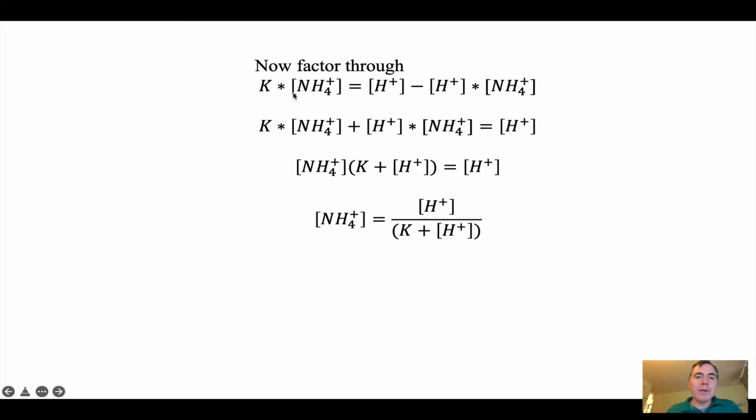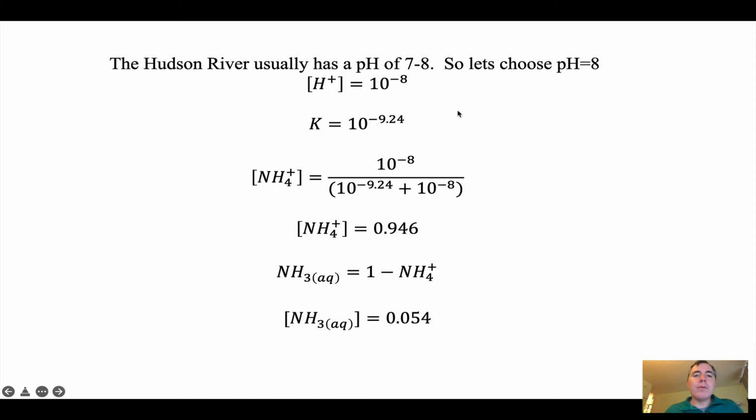We just switch around: Ka times ammonium equals H plus times, 1 minus ammonium. So we bring this over to the left side, and we factor out the ammonium. Then we rearrange, and you get ammonium equals H plus over Ka plus H plus. Right? And so how does this work?